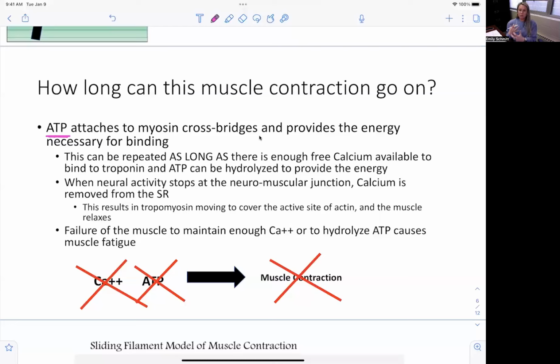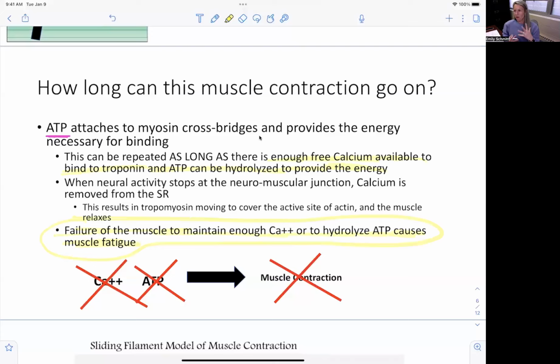And so this can be repeated as long as there is enough free calcium available to bind to provide the energy. So failure of a muscle to maintain enough calcium or hydrolyze this ATP causes muscle fatigue.